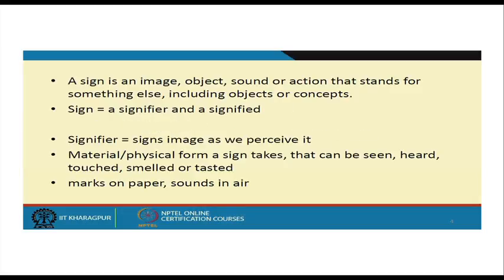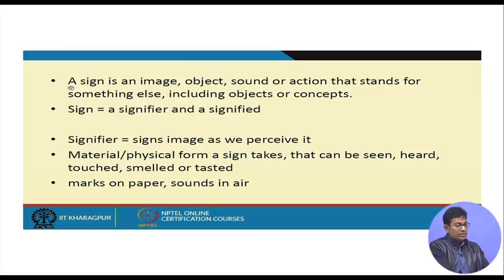So now if we move forward, what is a sign? We talked about sign, and semiotics is predominantly related to sign. Now we need to look in a little more detail at what exactly a sign is. If you look here, a sign is an image, object, sound or action that stands for something else, including objects or concepts. At one go it might sound very confusing, I will help you understand that.